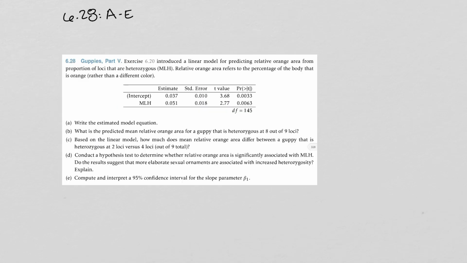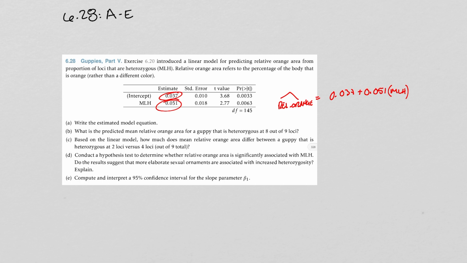And last but not least, what is the estimated model equation? Here it is: the expected relative orange is equal to 0.037 right there, plus beta 1, 0.051, multiplied by what? The MLH.